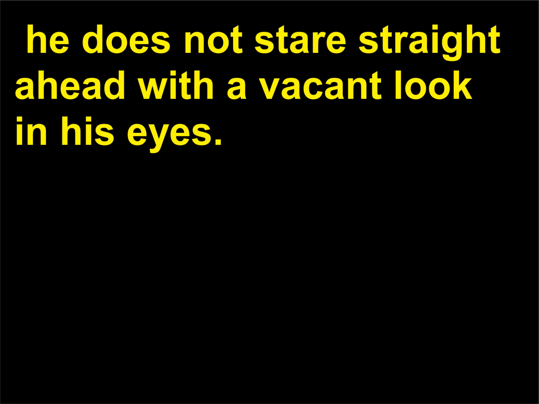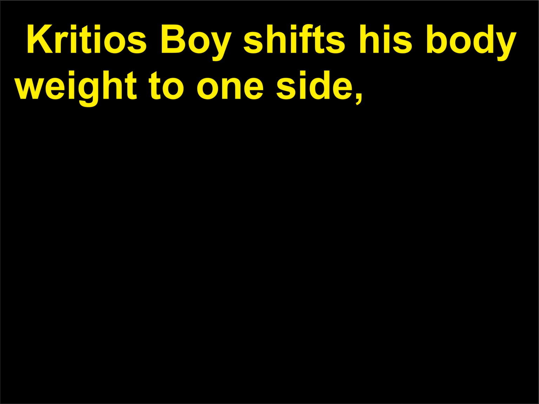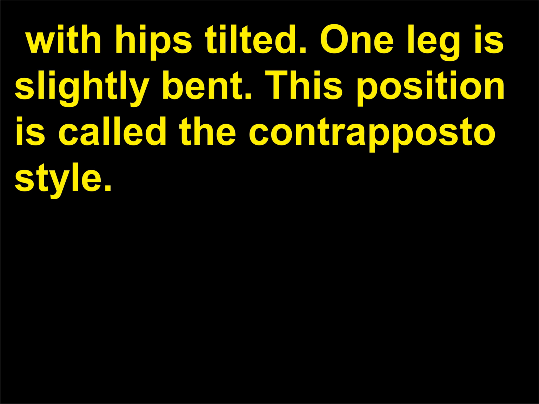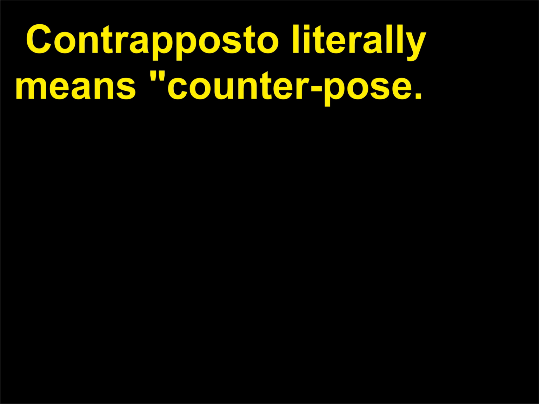Kritios Boy is not a mere archaic sculpture. He does not stare straight ahead with a vacant look in his eyes. Kritios Boy shifts his body weight to one side, with hips tilted. One leg is slightly bent. This position is called the contrapposto style. Contrapposto literally means counterpose.